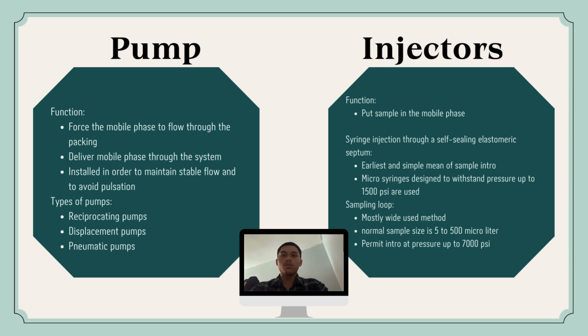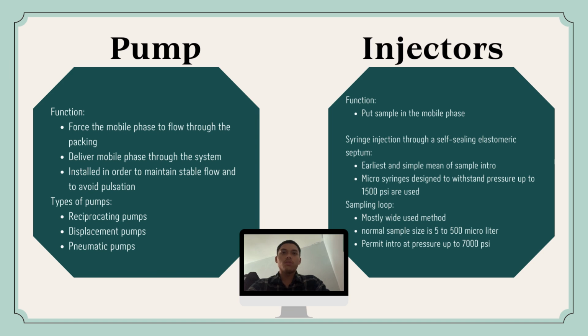Next is the pump and injectors. The function of the pump is to force the mobile phase to flow through the packing, deliver the mobile phase through the system, and lastly to maintain stable flow to avoid pulsation. The 3 types of pumps are reciprocating pumps, displacement pumps, and pneumatic pumps.